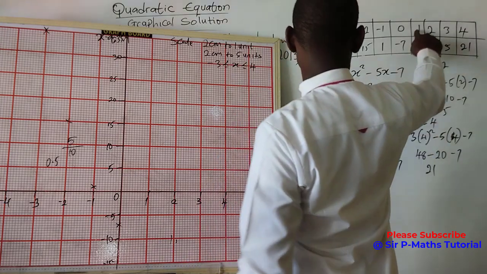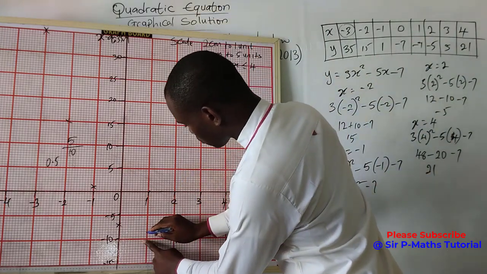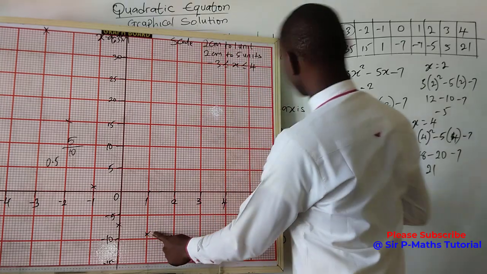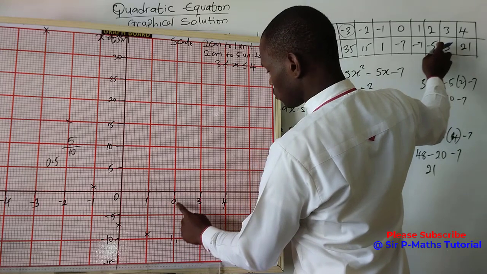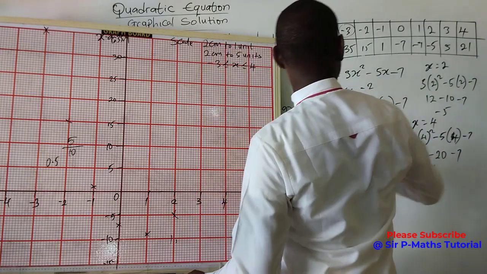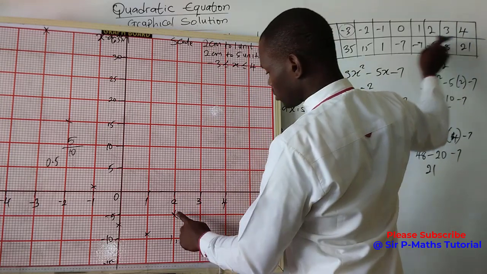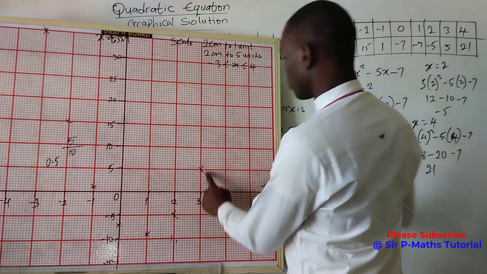Then the next is 1 against minus 9. This is 1. Minus 9 should be close to 10. And I have 2 against negative 5. Here is 2, negative 5 is here, so they'll meet here. Then I have 3 against positive 5. This is 3, and this is my positive 5. They'll meet at this point.